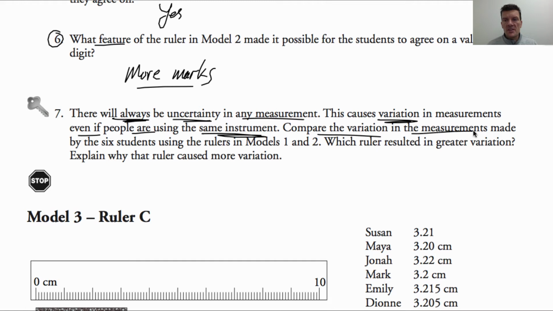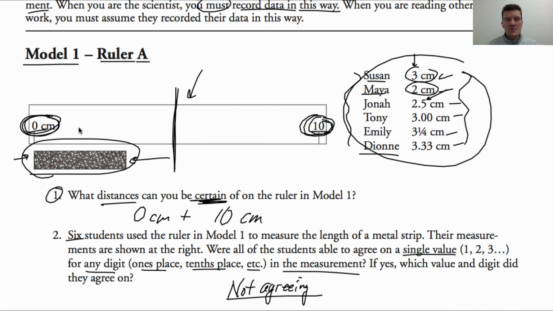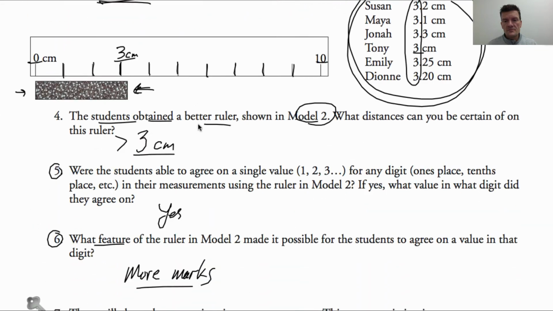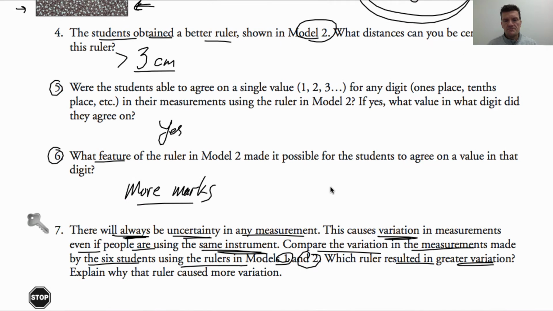Compare the variation in the measurements made by the 6 students using the rulers in Model 1 and 2. Which ruler resulted in greater variation? And we already talked about that. Model 1 obviously has greater variation because it has fewer markings. It's less precise. And you're going to have greater variation the less precision there is in your instrument. Here in Model 2, ruler B, everybody was a little bit closer together, even though there was still some discrepancy, some variation.